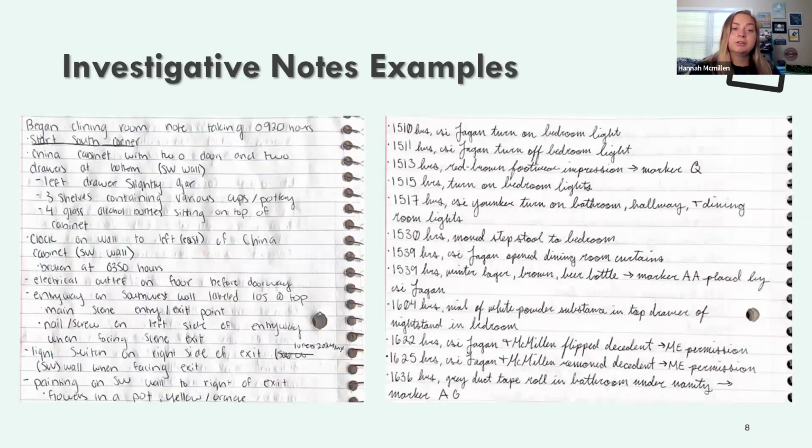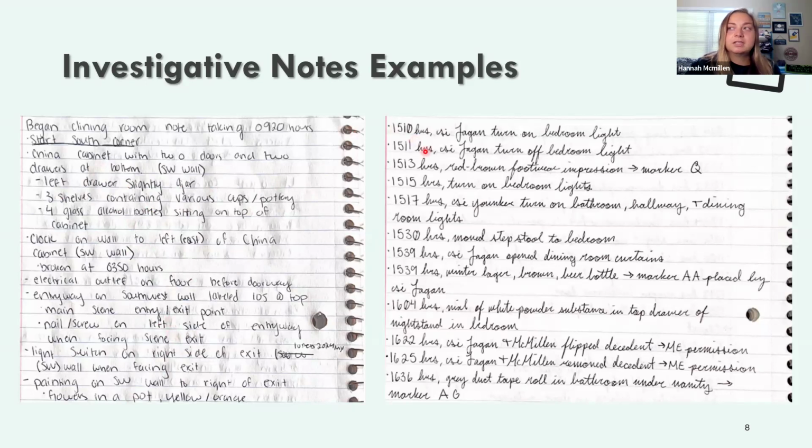So in an example, here are some investigative notes that have been taken by different persons at the same scene. We can see that, all right, began dining room note taking 09:20 hours because we are also working in 24-hour time. So we see start south corner of room, china cabinet with 2 doors and 2 drawers at bottom, southwest wall, left door slightly ajar, 3 shelves containing various cups and pottery, 4 glass alcohol bottles sitting on top of cabinet. So we're going through and talking about each of the different events, each of the different items that we're seeing, all of our observations, all of our actions taken.